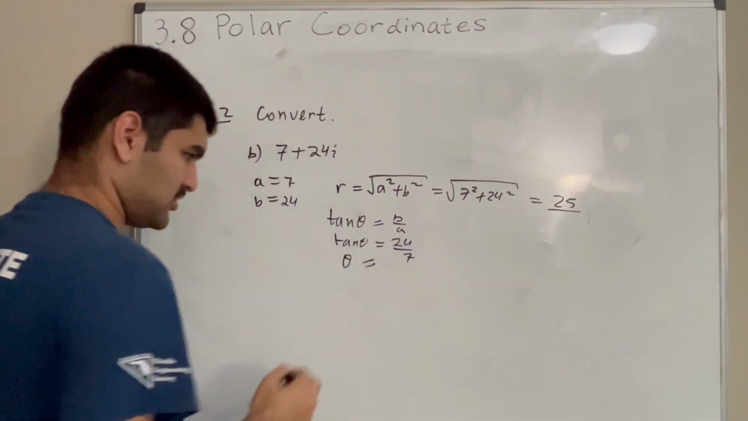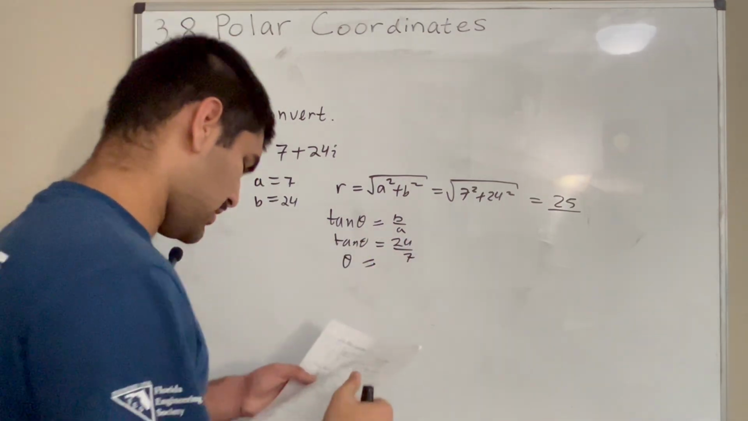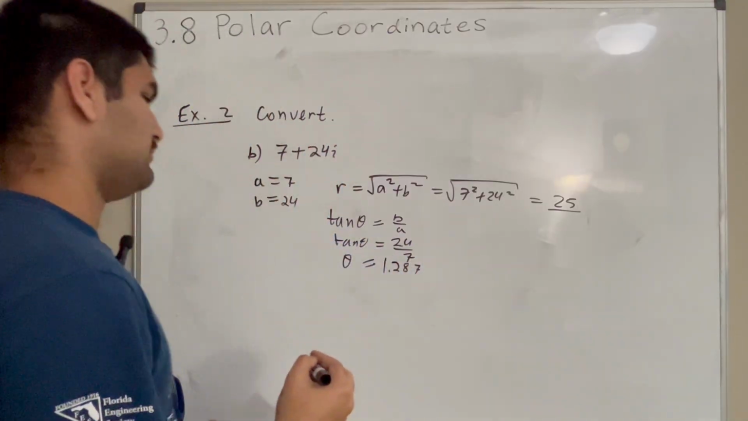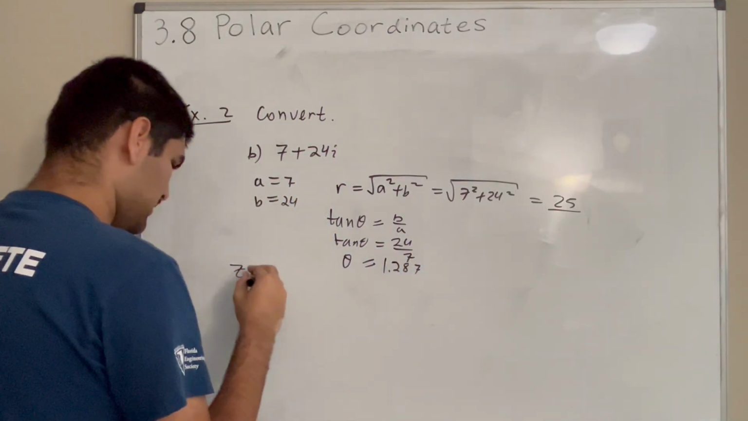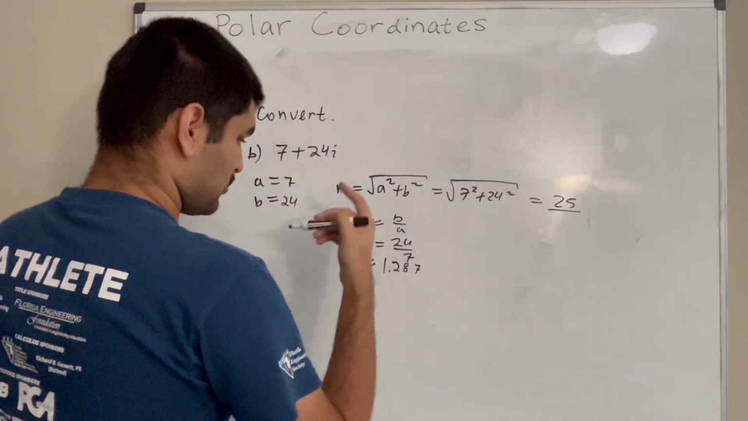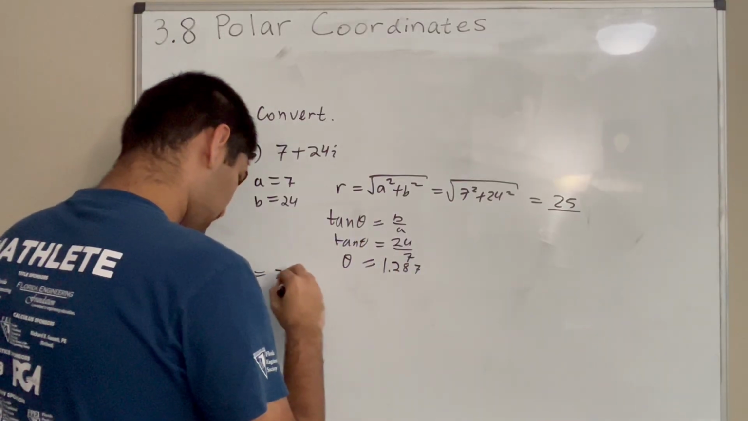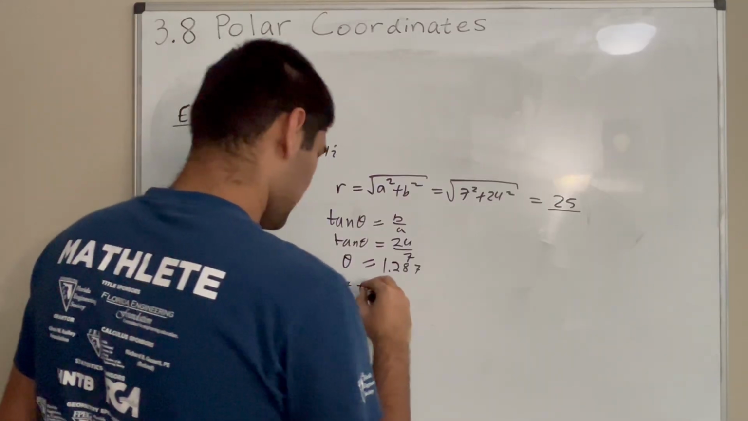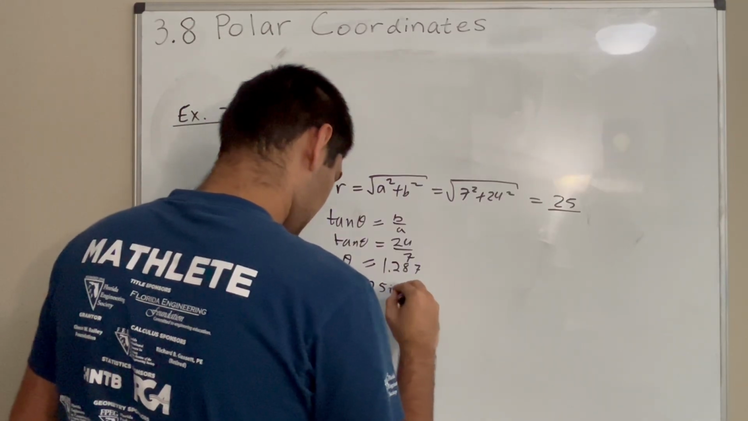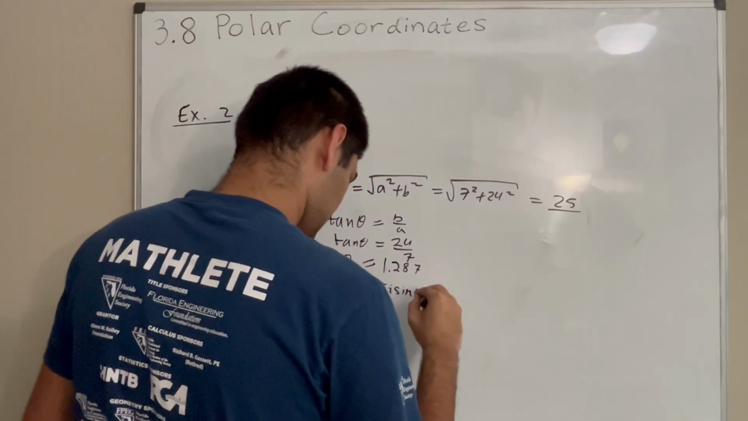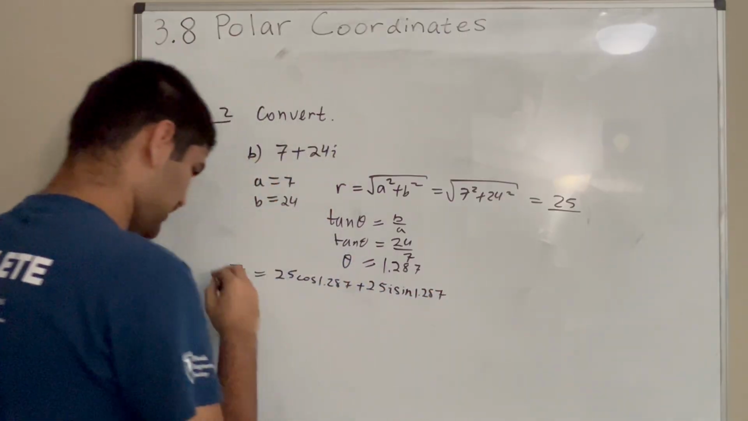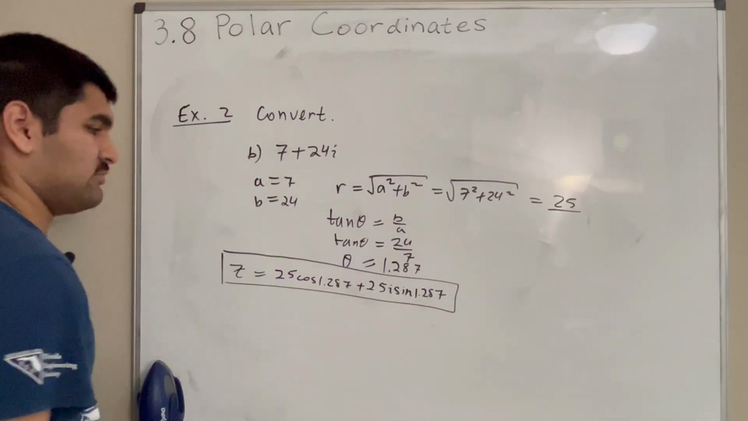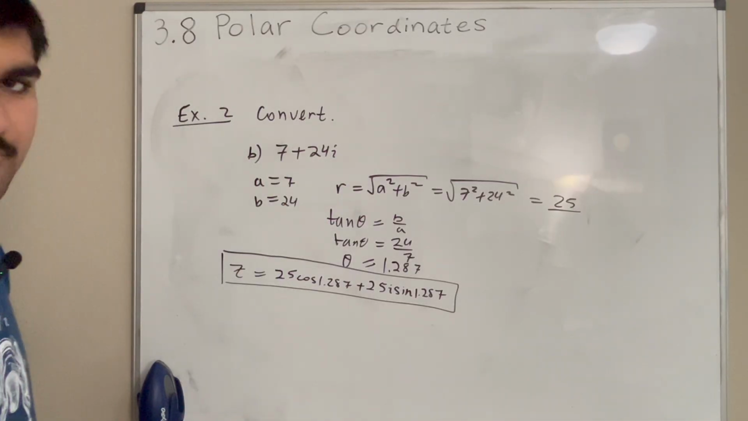So then take an inverse tangent, and then adjusting as necessary, we get 1.287 radians. So then we can rewrite this as r cosine theta, so that's 25 cosine of 1.287, and then we have 25i sine of 1.287. All right, so this is the polar form of 7 plus 24i. All right, cool.